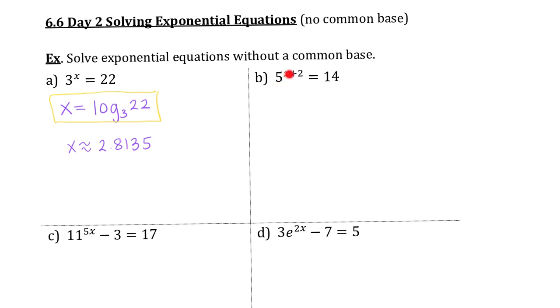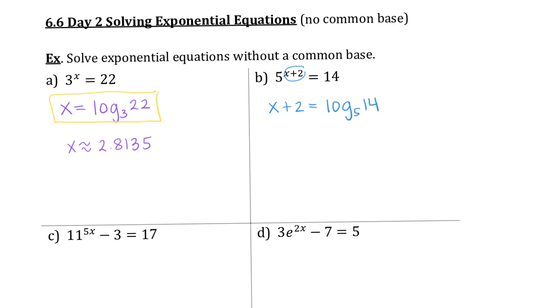Okay, so for B, 5 to the x plus 2 equals 14. 14 is 7 times 2. I cannot rewrite it with a 5. Because of that, I'm going to have to do logarithmic form. Since the log always equals the exponent, I just start with the exponent. So x plus 2 equals the log base 5 of 14.